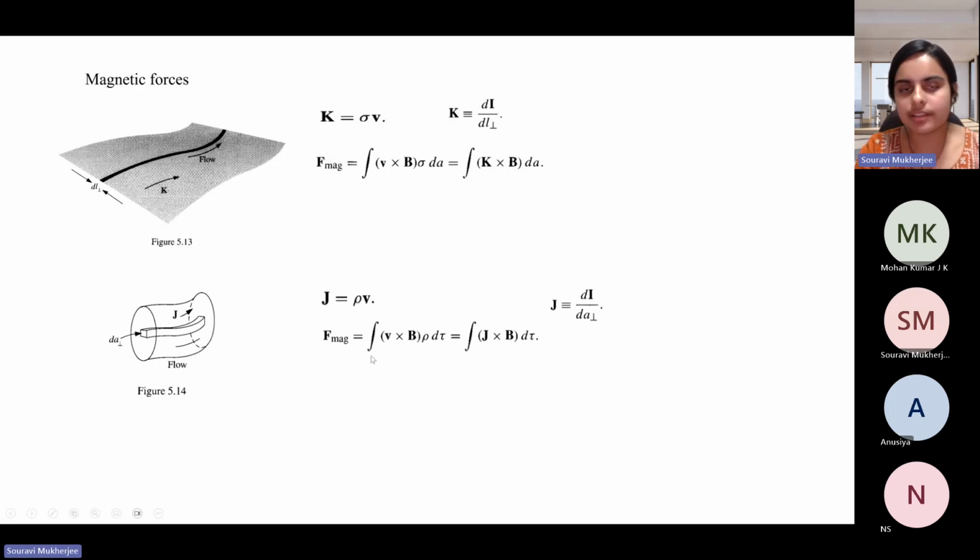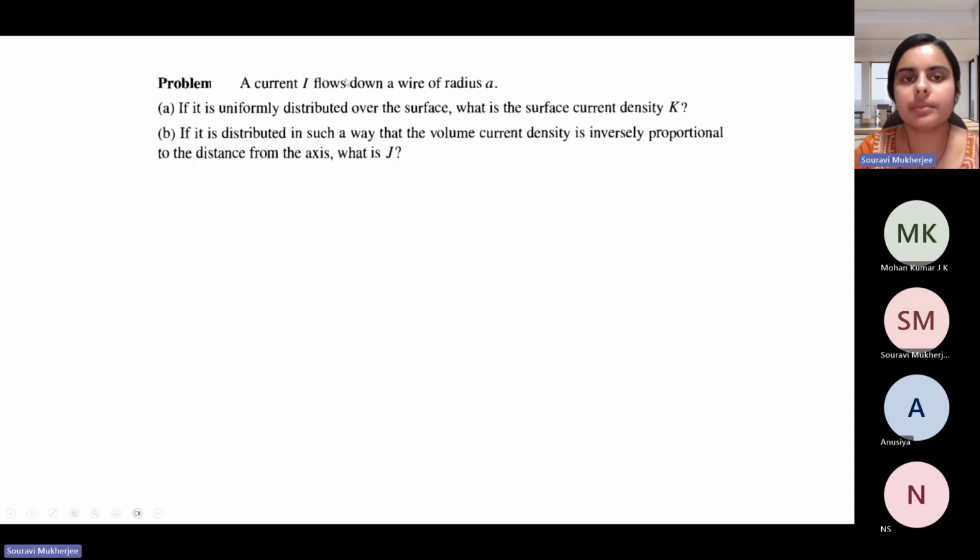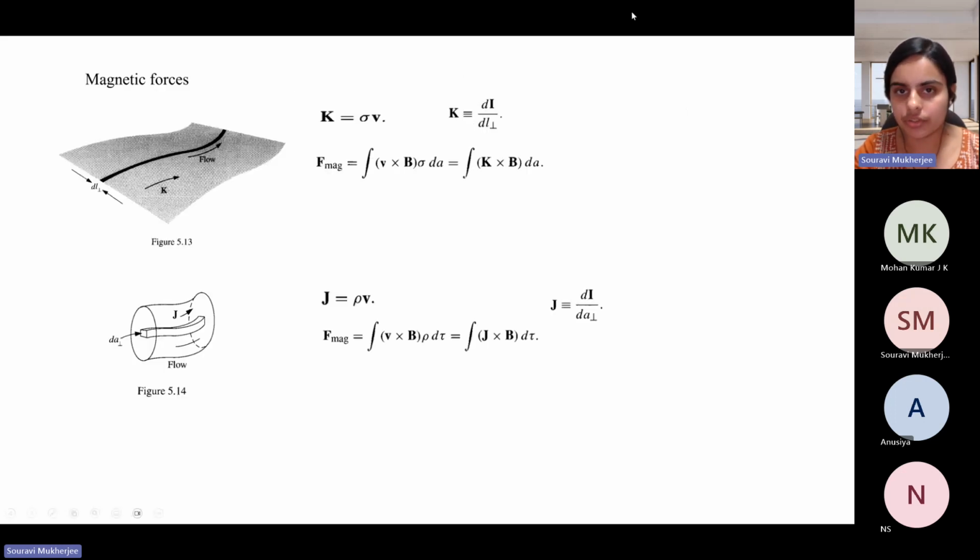So this tells you that if you have some charge distribution where the charges are moving, and if there is a field around in that place, then it would experience some force, which is given by these expressions here. Now if you have some current I which flows down a wire of some radius A, and it is uniformly distributed over the surface, what would be the surface current density? There we would use this relation, right?